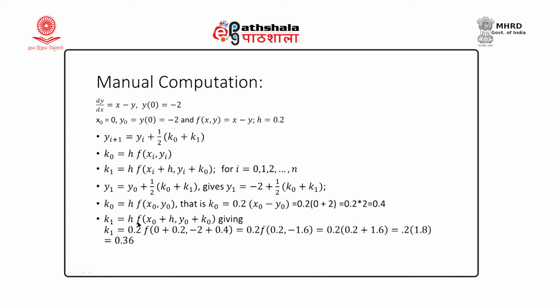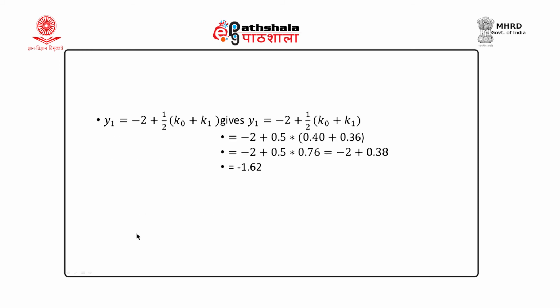k1 is h into f(x0 plus h, y0 plus k0). x0 is 0, h is 0.2. So, 0.2 into f at 0.2, y0 is minus 2, k0 we have computed, substitute the value, minus 2 plus 0.4. So, it is 0.2 into f at (0.2, minus 1.6). So, 0.2 into 0.2 plus 1.6. So, 0.2 into 1.8, and that gives the value 0.36.